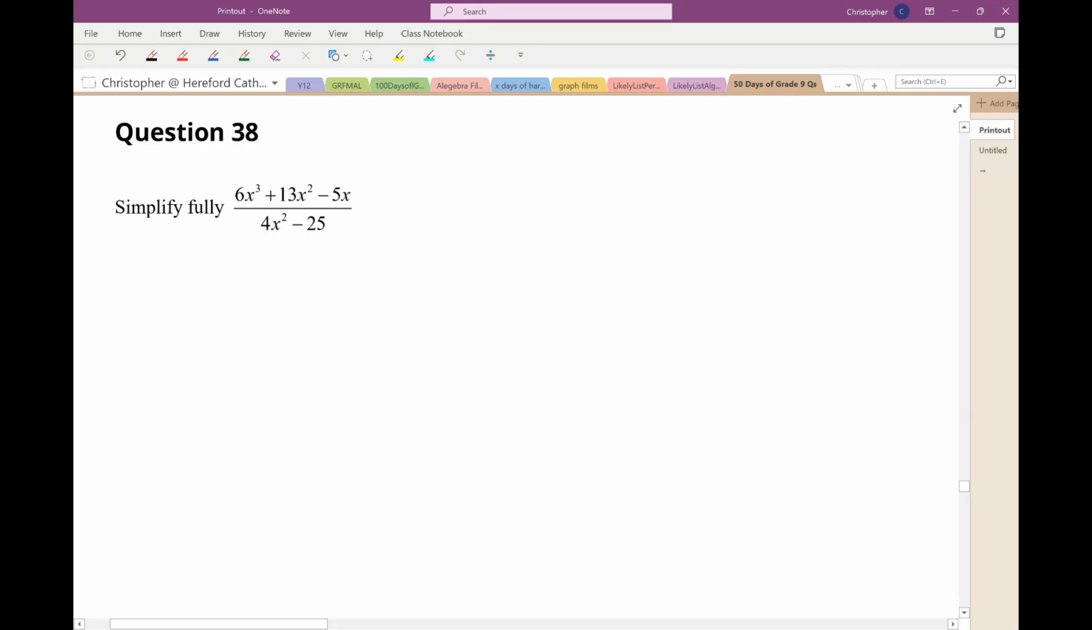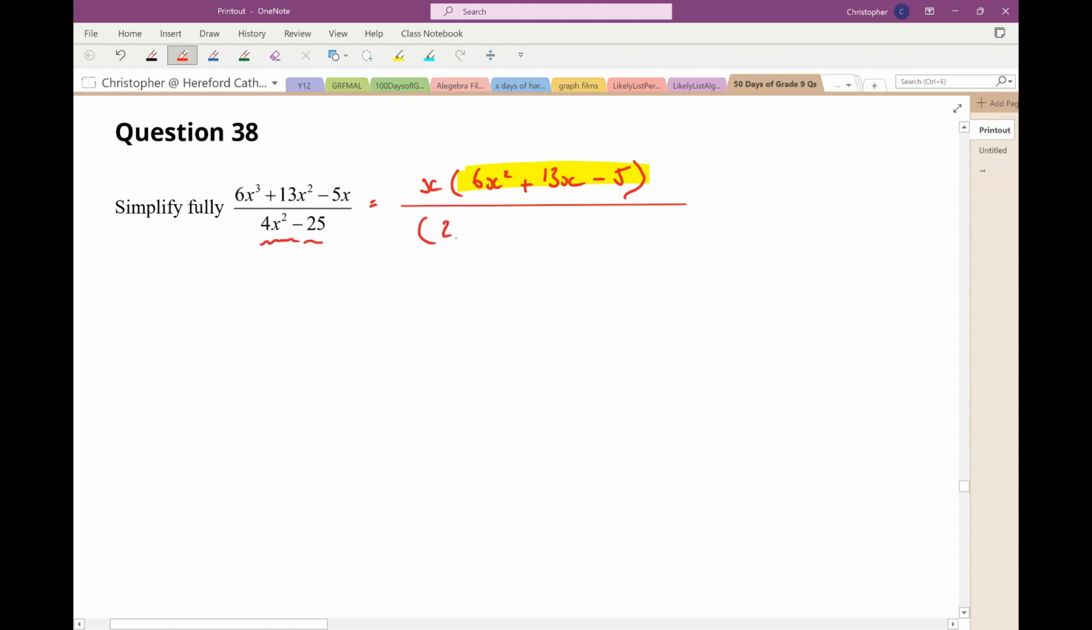Question 38. All right, I've got to simplify this fraction. The first thing I'm going to do is look to factorise the top and the bottom. Now at the top here I can take out an x, which is going to leave me with 6x squared plus 13x minus 5. And I'm thinking that I'll be able to factorise that quadratic again. I'll leave it shaded in yellow for the moment. And that is all over. Now what have I got here? This is the difference of two squares. Look, 4x squared minus 25.